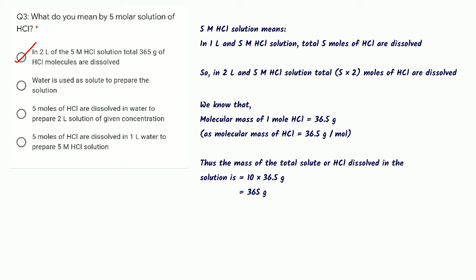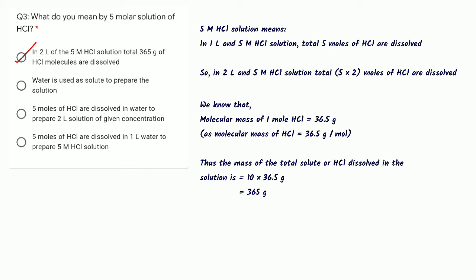Understand? What is the second option? Water is used as solute. Water is not the solute here, because the amount of water is more than the HCl, so water will act as the solvent here. So it is wrong. And what about the third option? 5 moles of HCl are dissolved in water to prepare 2 liter solution of given concentration. No, this is also wrong, because if we add 5 moles of HCl in 1 liter, then the concentration will be 5 molar.